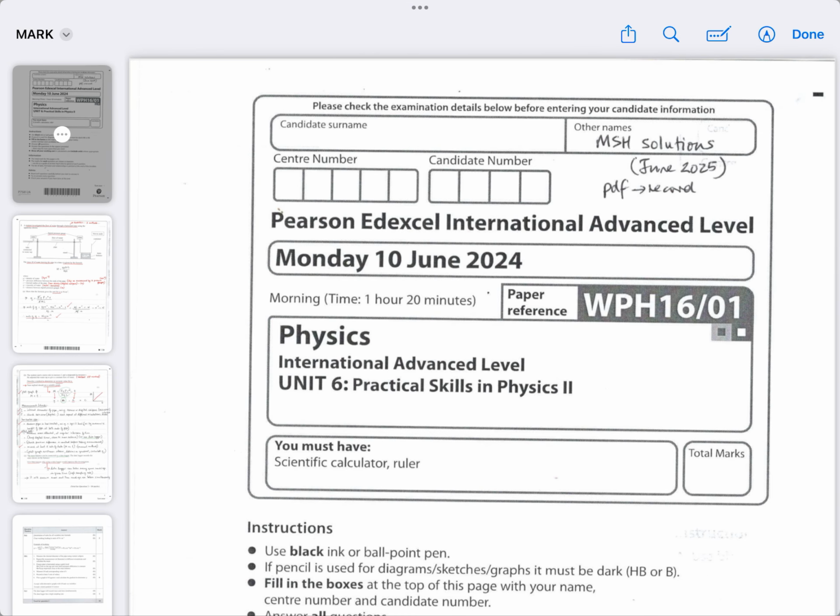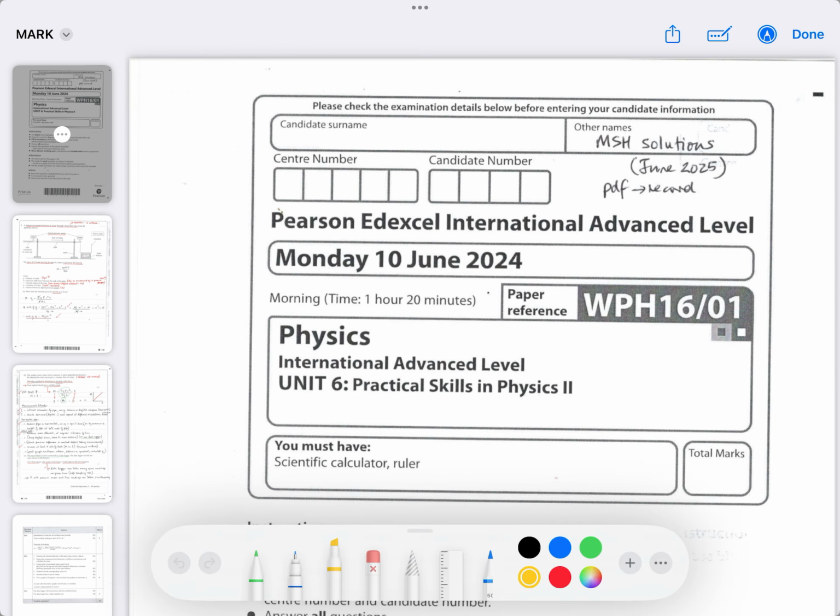Okay, here's part 2 of this run-through for this June 2024 Pearson Edexcel International A-Level paper, Unit 6, which is the practical skills in physics. So this exam will be on Monday for my students. This was last summer's paper from June 24. So I thought I'd do this as my last practice exam run through.